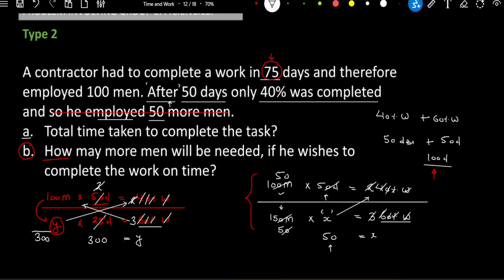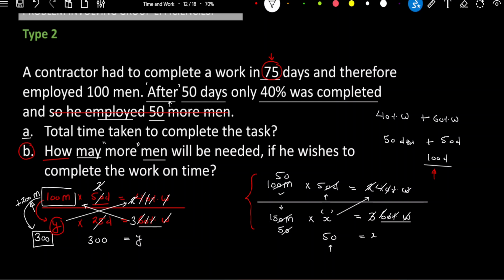So how many men are needed? 300 men are needed. But guys, they have not asked in the question how many men are needed. They had actually asked you how many more men are needed. Please realize 100 men were already working there. So if I have to make 100 into 300, how many more men are required? You would say 200. So the answer to our problem would be 200 men are required.